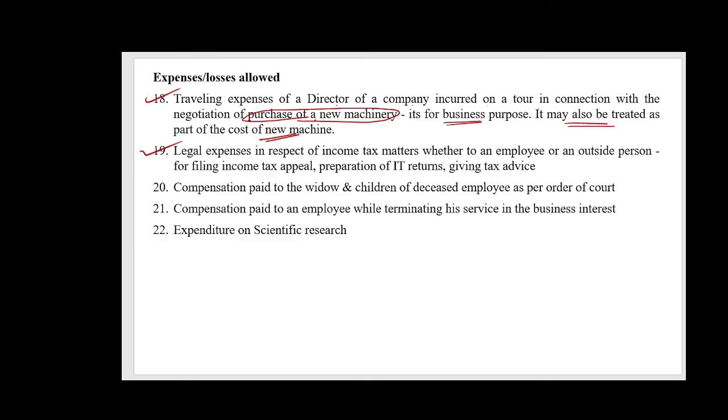Okay. Then legal expenses incurred in respect of income tax matters, whether to an employee or an outside person, for filing the income tax appeal or preparation of income tax returns or giving tax advice. If any money is spent, legal expenses are spent, it is an allowable expenditure. Then compensation paid to the widow and children of deceased employee as per order of court is allowed. Compensation paid to an employee while terminating his service in the business interest is allowed, and expenditure on scientific research is also allowed.